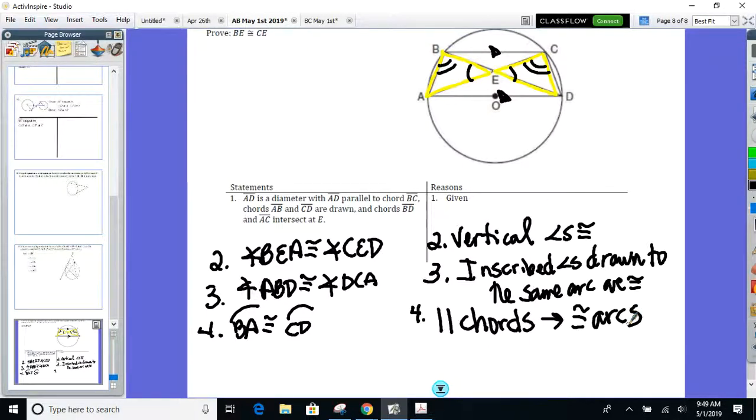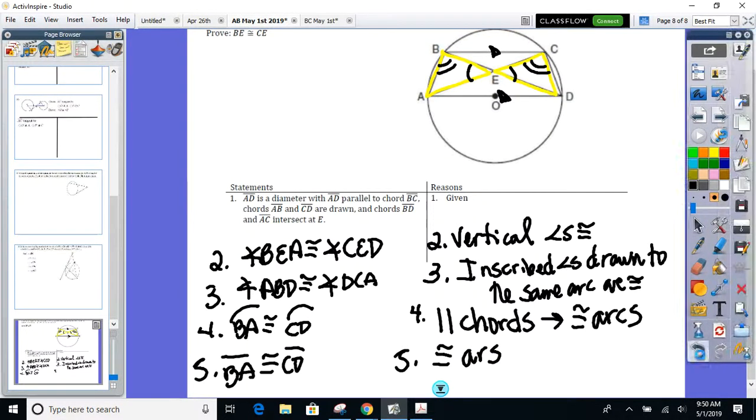If the arcs are congruent, so are the chords. What chords in particular? BA and CD. So if the arcs are congruent, so are chords BA and CD. How do you write that one? What did I get? What do you have? Dylan, what do you have? Well, you prove congruent arcs, imply congruent chords.